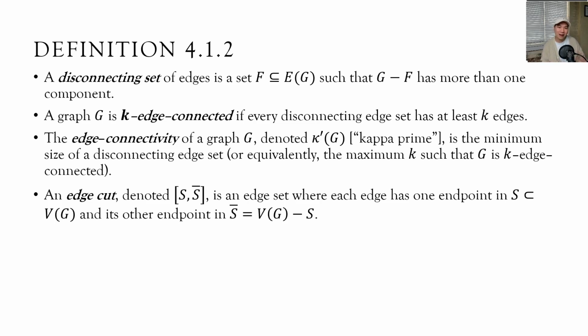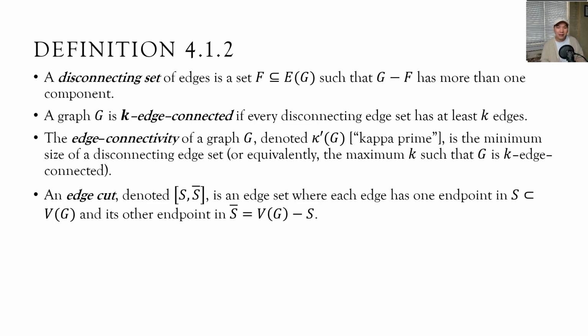So instead of k-connected, we're saying k-edge connected if every disconnecting set has at least k edges. Or I can use the same definition as before. K-edge connected will tell me that if I delete any edge set of size k minus 1, I should still be connected. This is an equivalent definition.